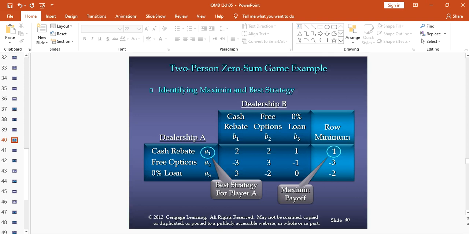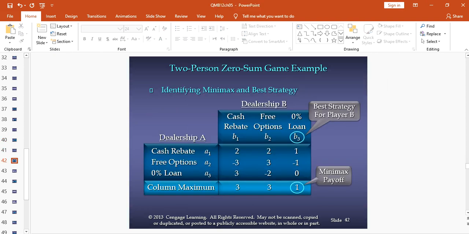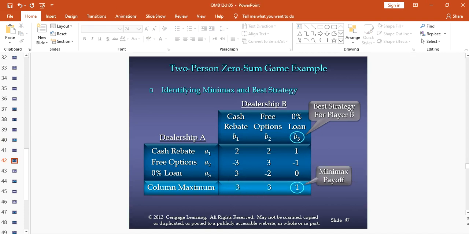What about the second dealership? We will find the highest one over here. Okay, and then we select the minimax. So the maximums and then the minimum of the maximums over here. So the third strategy is the best for player B. Okay?